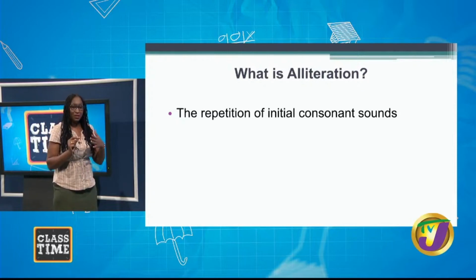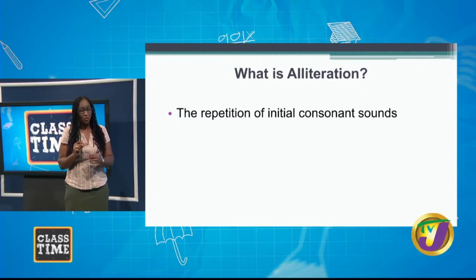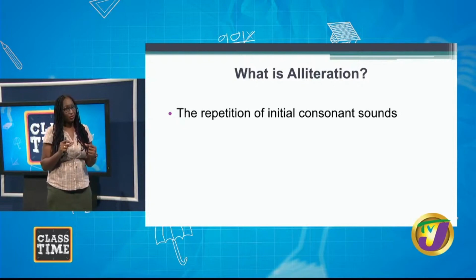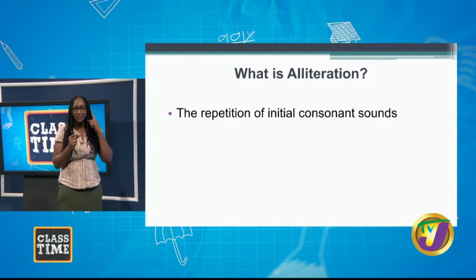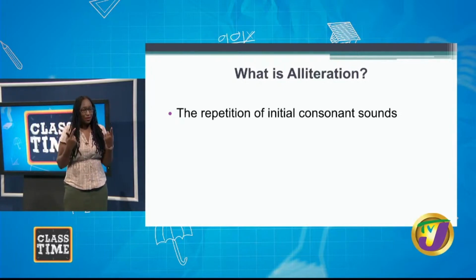Now, keep in mind, there are various letters that make the same sound, and there are letters that make different sounds. So if you see the same letter being repeated in a string of words, that does not necessarily mean that you have alliteration. What you need to focus on is the sound. So read it aloud if you are able to. Read it in your mind aloud, and you will hear the sounds coming out. So if you're hearing the same sound, then you have alliteration. But if you're only seeing the same letters, you might not have an alliteration working there.